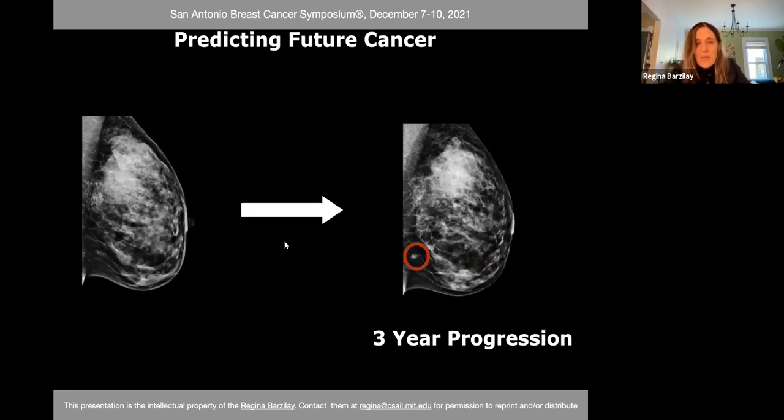So what you see here on the left is an image of a woman, and in this case, it's my own image, which is classified to be benign at the time the image was taken. However, in 3 years, you can see that it progresses to DCIS. So the question that we ask: can you look at the original image and predict whether this patient is going to progress?